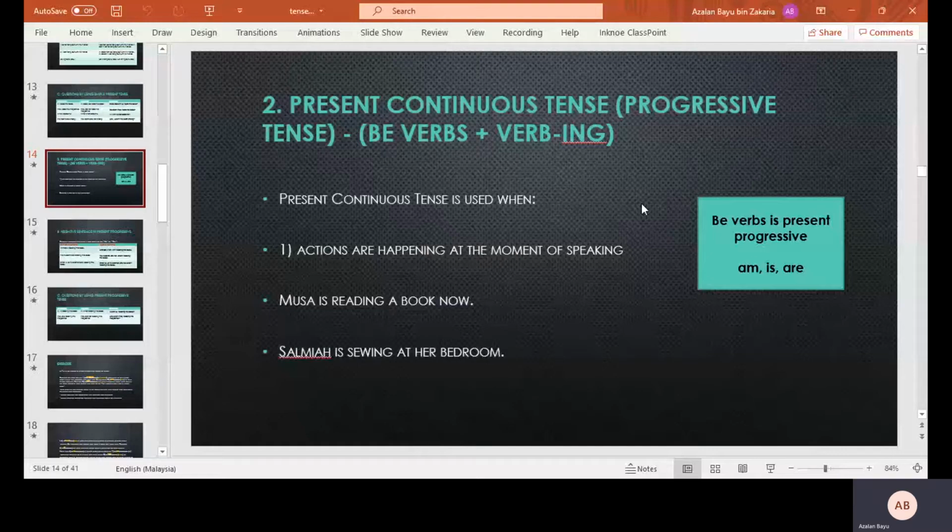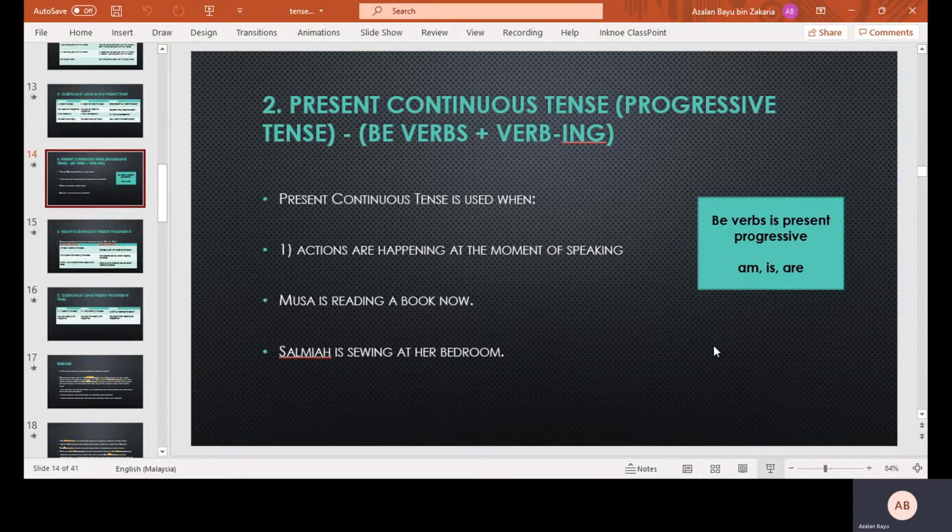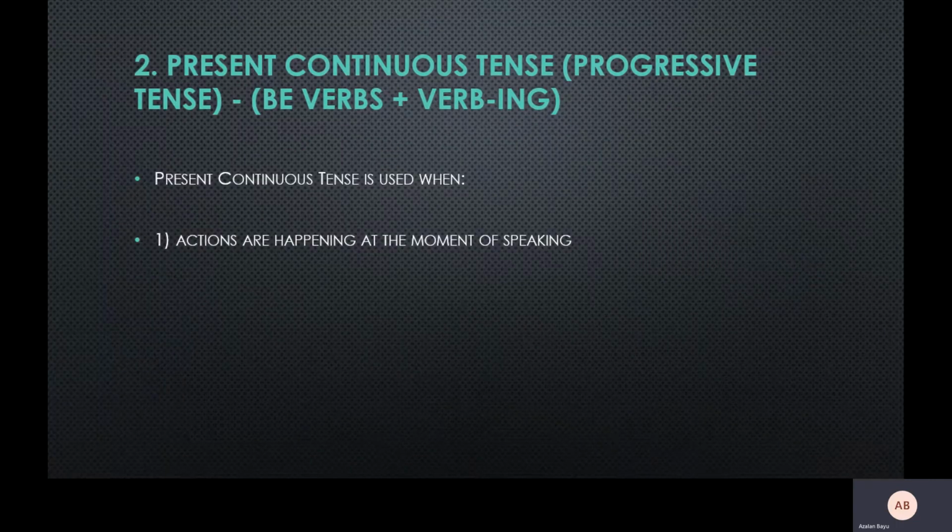We continue our pre-recorded video. Okay, so in the previous video, I talked about simple present tense. For this video, I'll focus on the next type of tense, which we call present continuous tense, or in American English, progressive tense, present progressive tense.